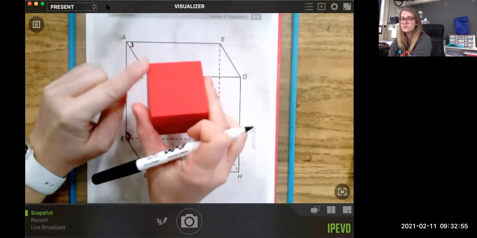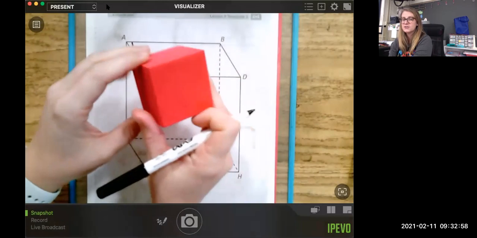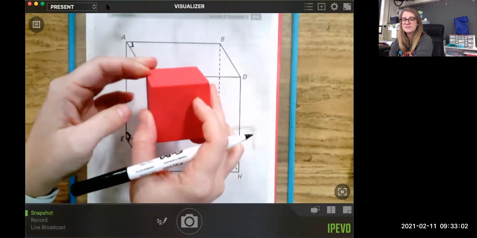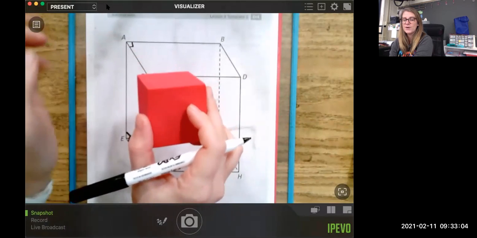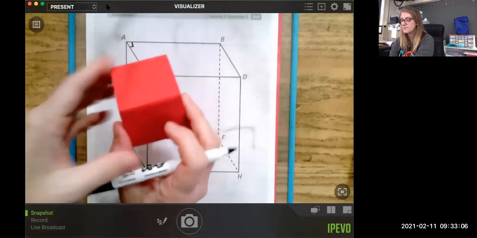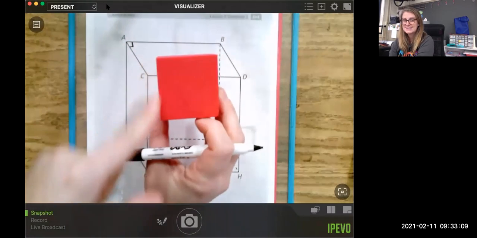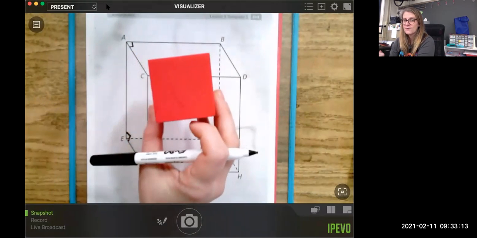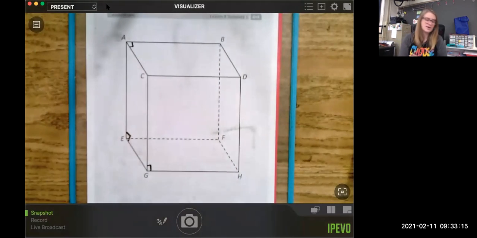It might look acute to you here. These 2 lines might look acute to you because we've taken a 3D shape and made it 2D, but when you turn it, AC, AB, right here, right angle. Awesome job.